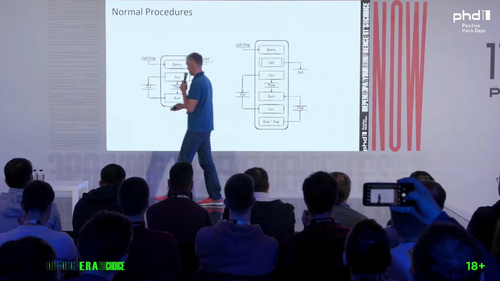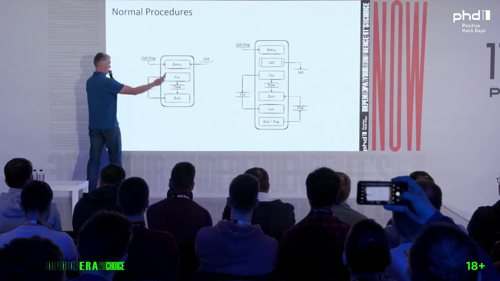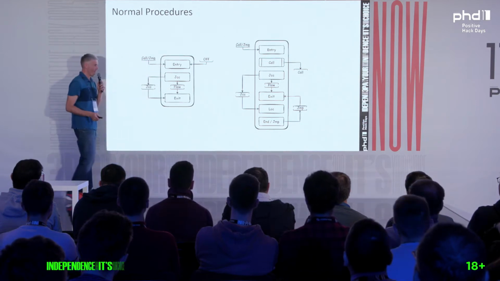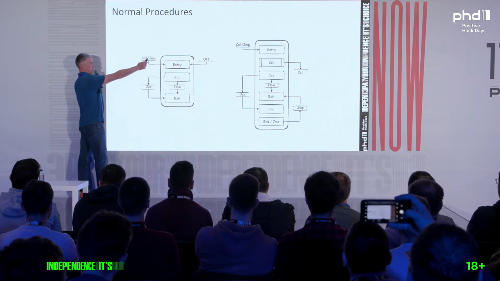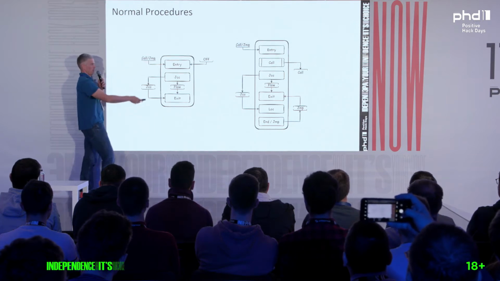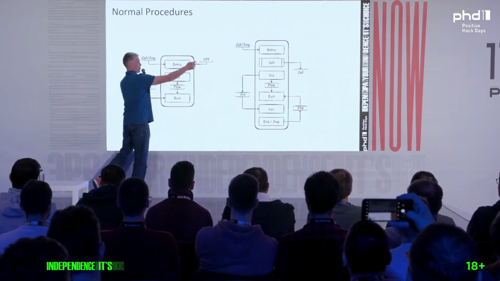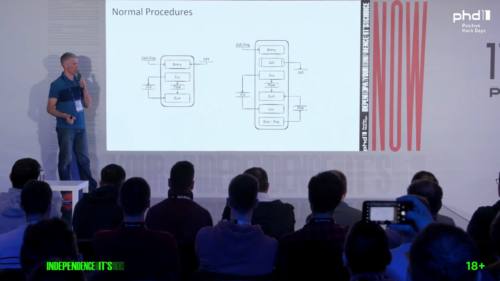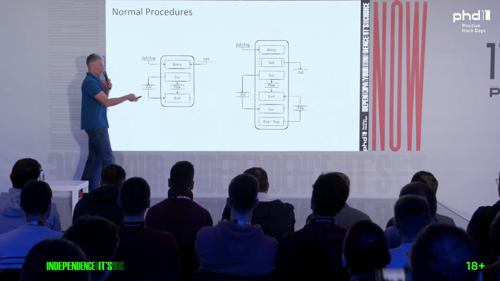Before finding these bad procedures, we should probably talk about the usual structure of procedures. In the most simple case, we have an entry point in a procedure, and there can be a call or jump or a shift, if it's an object method, for example.